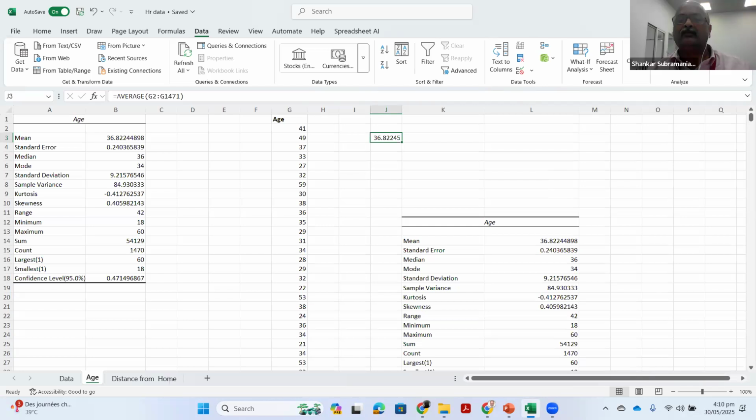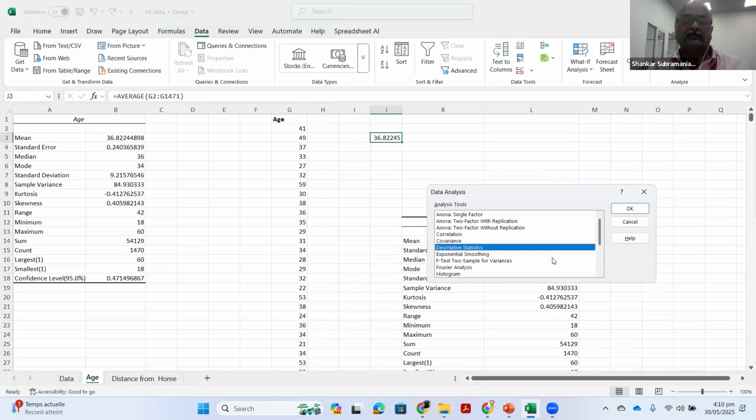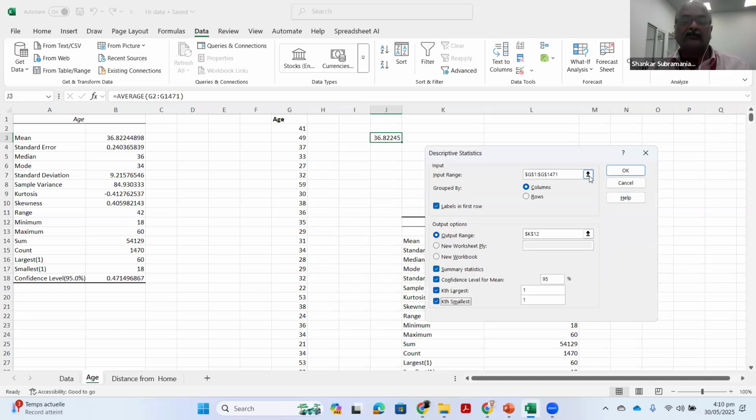First thing, you ensure that you have this data analytics. Once that is appearing, then you can do this. I go to data, then I click on data analytics. Then I say descriptive statistics, double click. Then I say okay. It asks for the inputs. I just mark the whole thing. I also mark where I want the output.